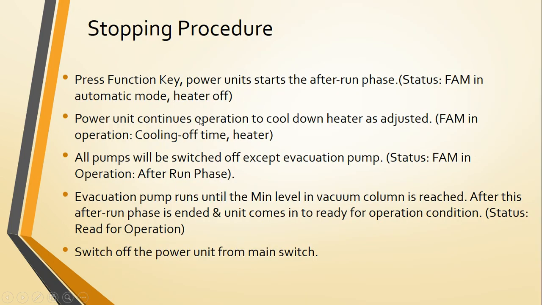Stopping procedure. If you have permanent dewatering mode, your equipment will automatically turn off once you have achieved 0% water. But if you have set some value, it will take time and you have to turn it off manually. Once you turn it off, the run-down phase will start. The evacuation pump will remain on, and all the other pumps will turn off, and the evacuation pump will turn off once the min level in the vacuum column is achieved.